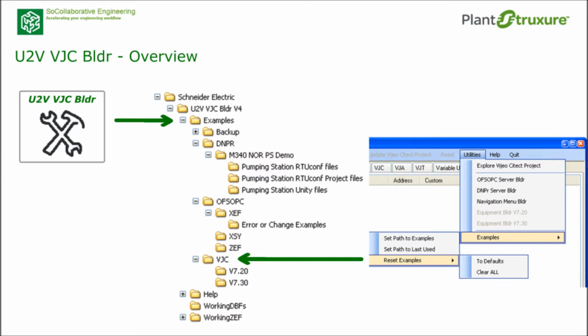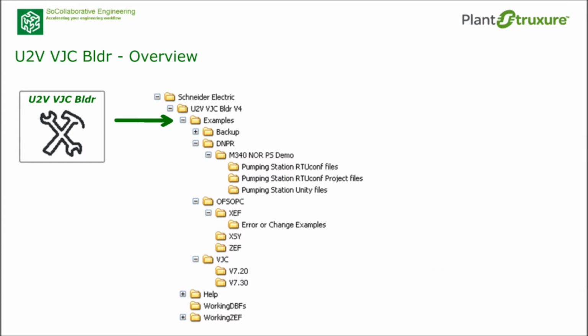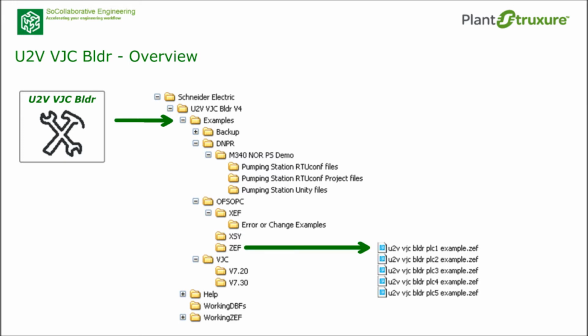The default example content is an OFS OPC driver-based solution with the Vijeo Citect servers and variable tags DBF files pre-populated, but with no alarm or trend tags. The example content for an OFS OPC-based solution is based on a system with 5 PLCs configured in the OFS configuration with device names PLC1, PLC2, PLC3, PLC4, and guess what's next? Yep, PLC5.